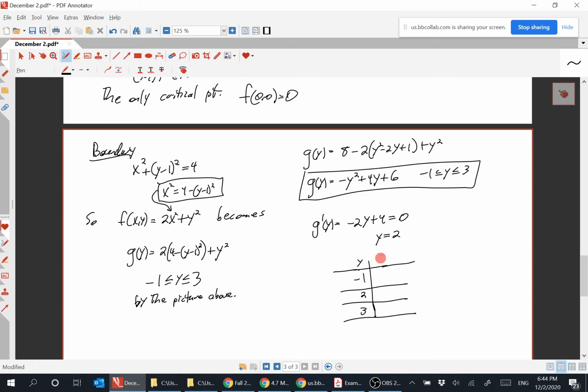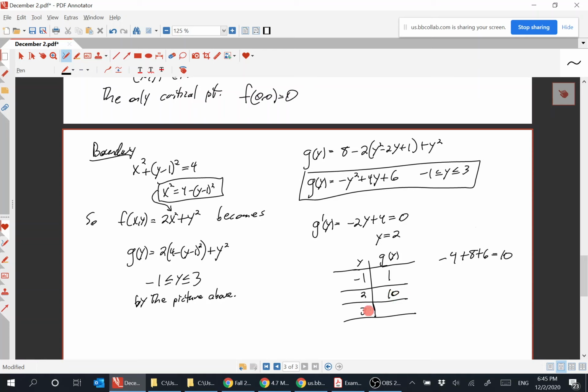So that's y, and then this is g of y. So at minus 1, what do you get? Minus 1, minus 4, plus 6. So that's 1. And then at 2, what do you get? You have minus 4 plus 8 plus 6. So that's 14 minus 4 is 10. Plus 8 plus 6. Okay.